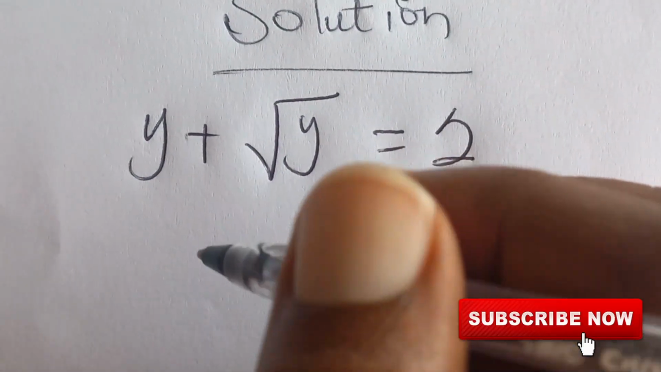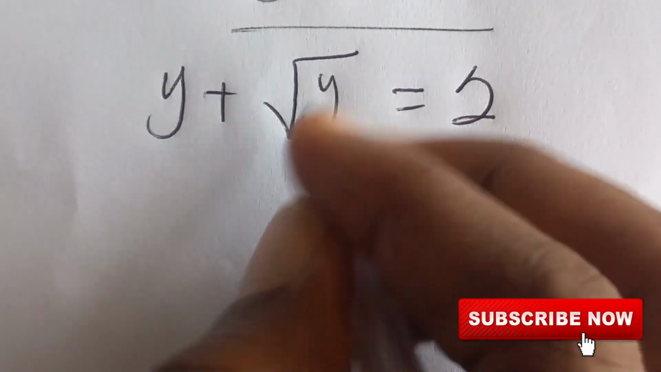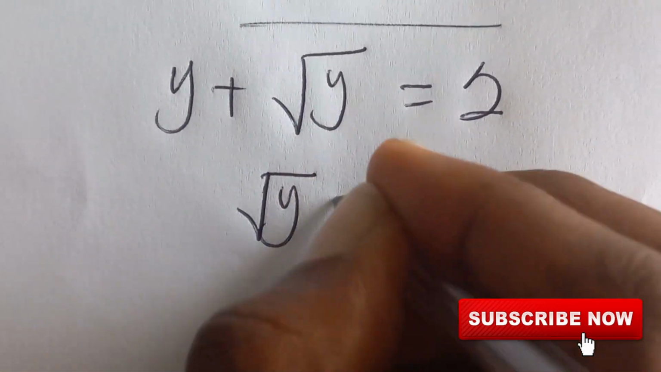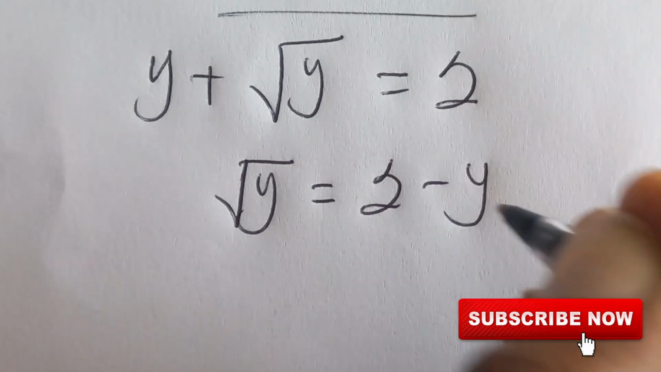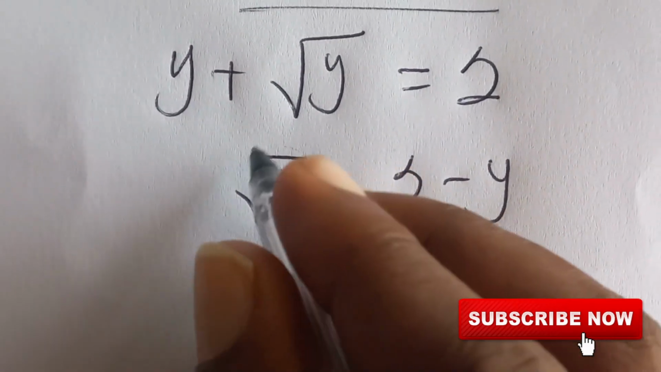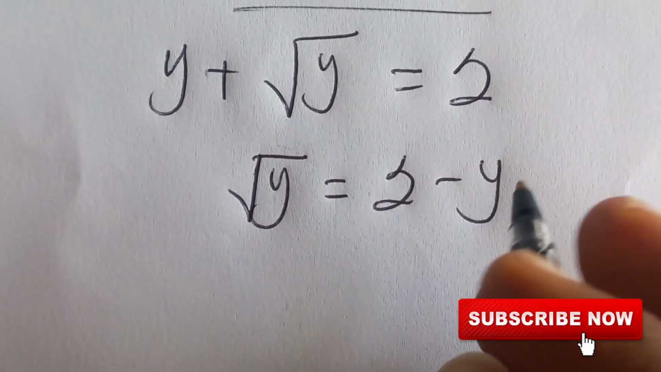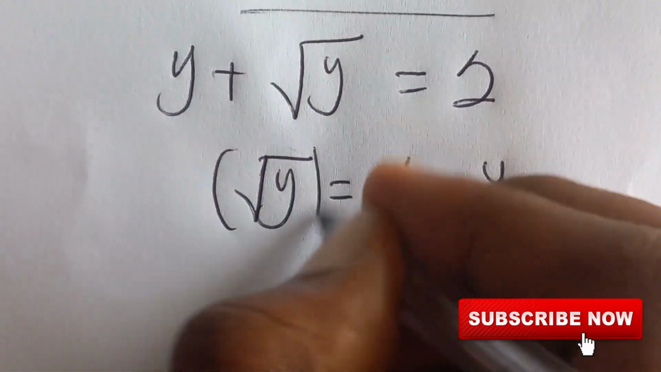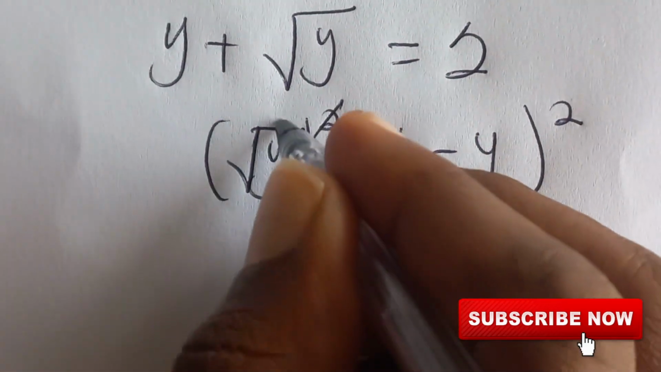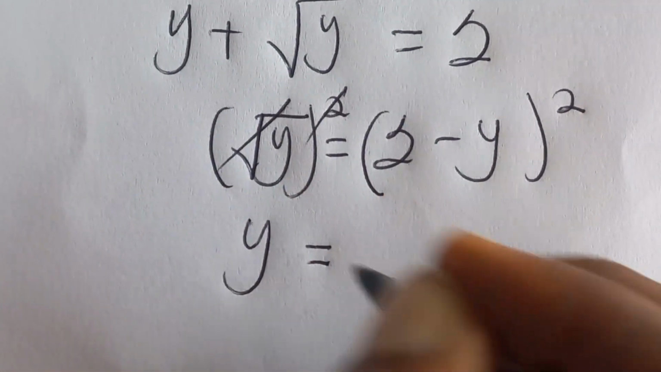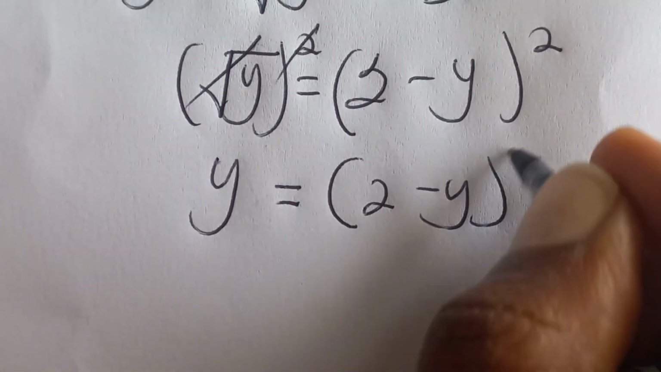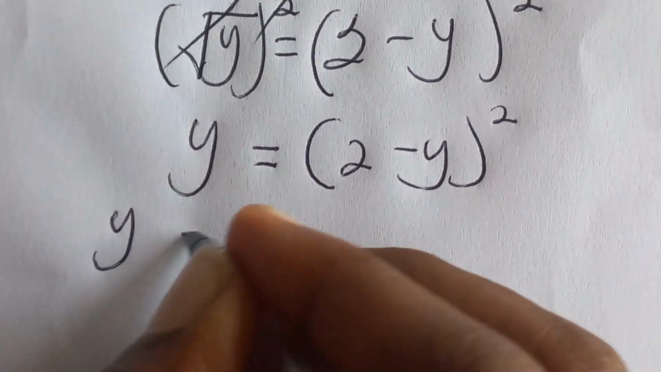In this case, let us try to omit the square root here. So we are going to get square root of y is equal to 2 minus y. To remove this square root, we need to square both sides of the equation. This will cancel this, leaving y is equal to 2 minus y all squared.